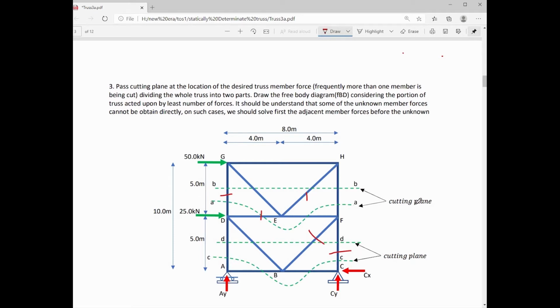We have to pass a cutting plane that will cut those member forces. For example, if we pass cutting plane B dash B, we can observe that we are left with 4 unknowns, that is HF, HE, GE, and DG. We have only 3 equations of static equilibrium, therefore we cannot solve all those member forces using the free body diagram above the cutting plane or below the cutting plane.